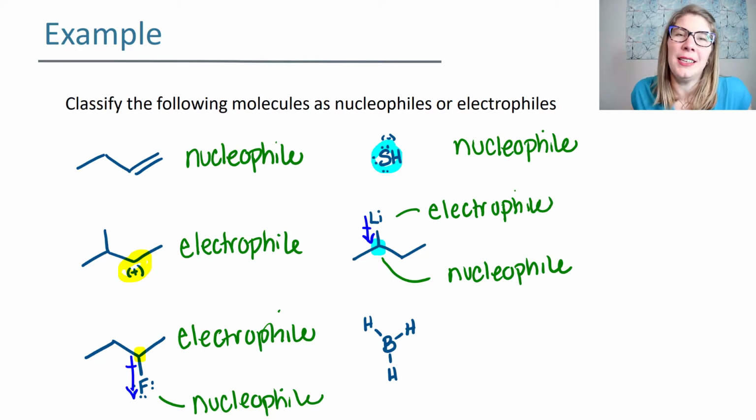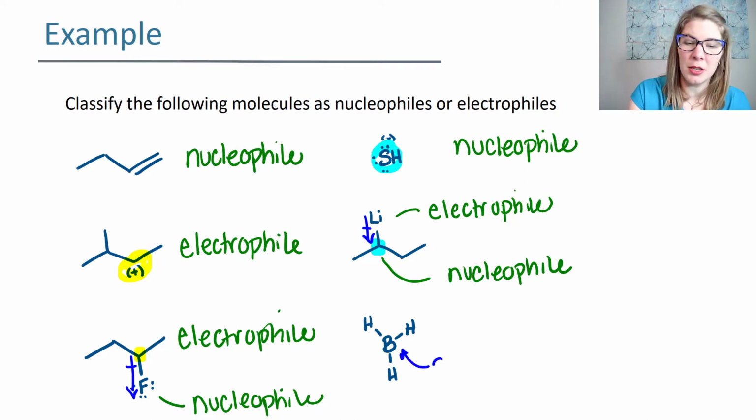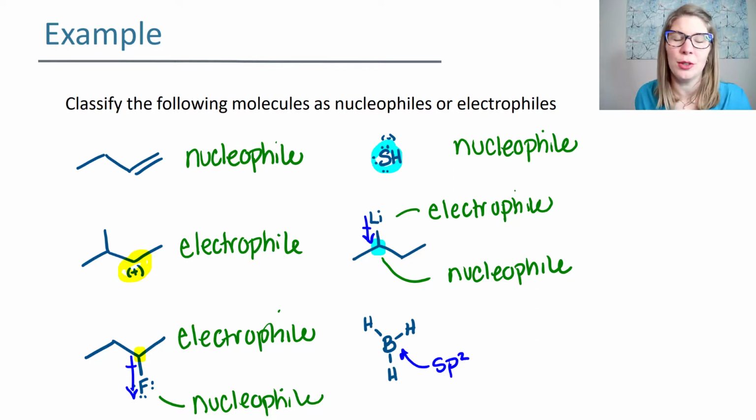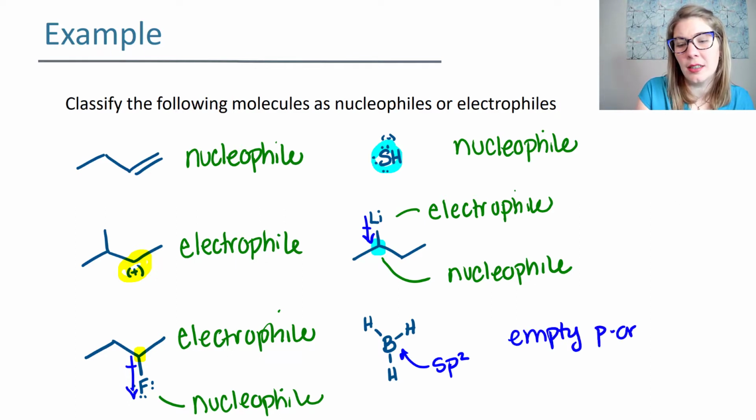And then our last one is BH3. This one is tricky because it might be hard for you to see that there is an unused p orbital here. That boron is sp2 hybridized, and because that boron is sp2 hybridized, there is an unutilized p orbital which is empty. And because there's an empty p orbital, that is what makes this an electrophile.